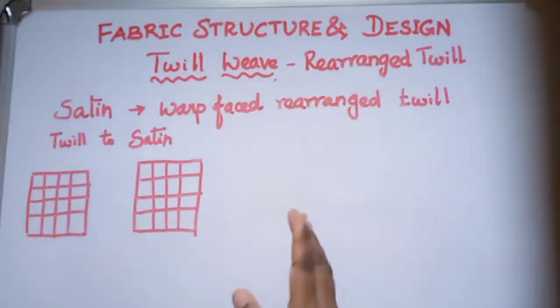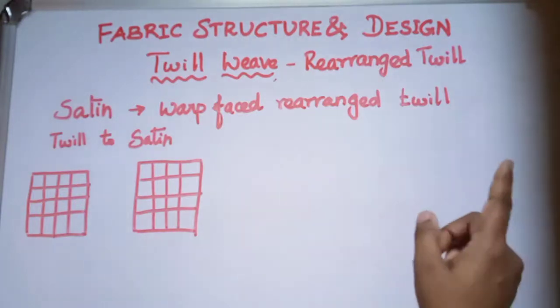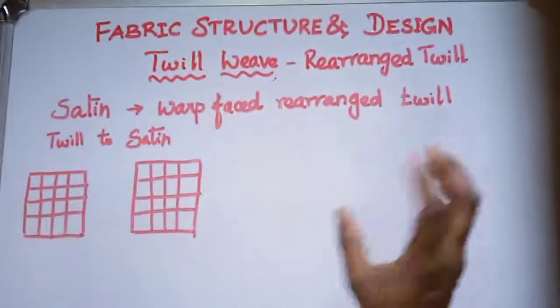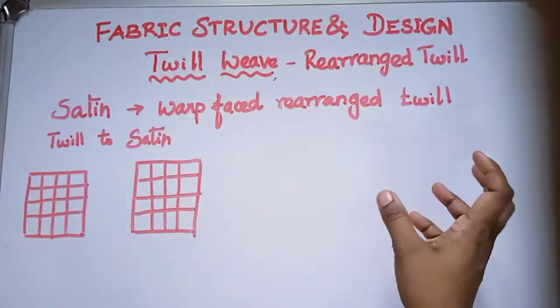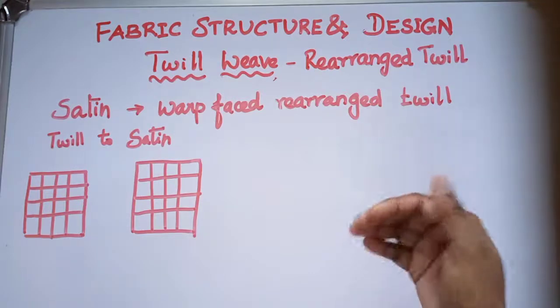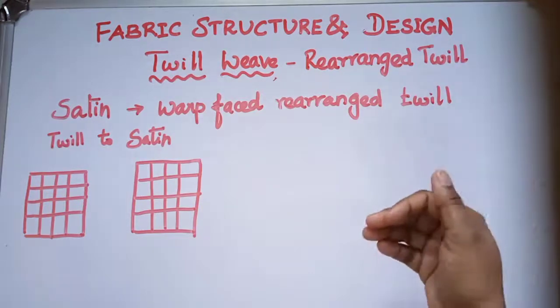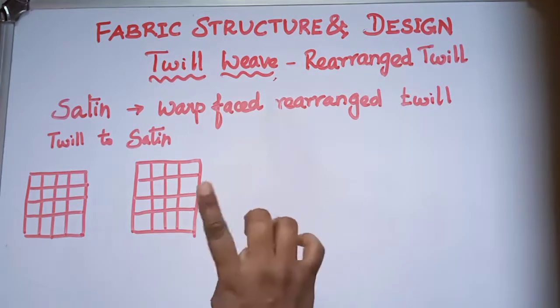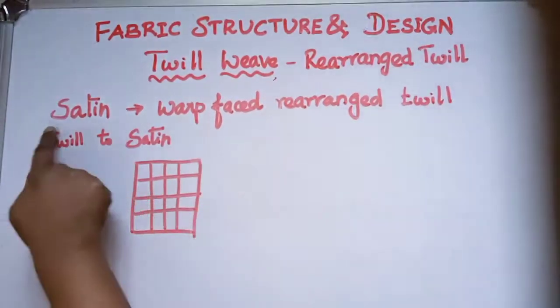Students, we are looking at twill weave and its different types or derivatives. So now we are going to see the rearranged twill weave. When we rearrange the twill weave, we get some different types of weaves. So we will see one by one. First, the rearranged twill is satin, right?